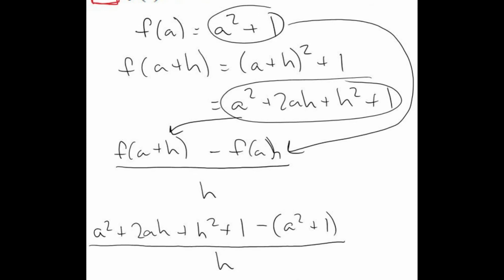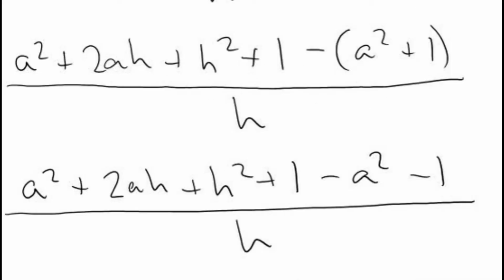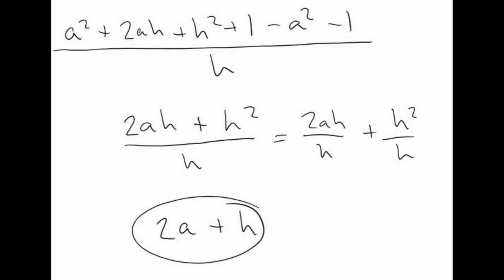Okay, so what I do with that negative sign is I distribute it into that set of parentheses. So now it's negative a squared and minus 1 instead of plus 1. And now on the top of that fraction, I'm just going to combine stuff that I can. So a squared minus a squared, those cancel off. Plus 1 minus 1, those two cancel off. So all I'm left with is 2ah plus h squared, and they're all still divided by h.